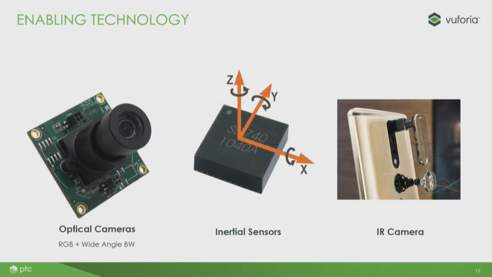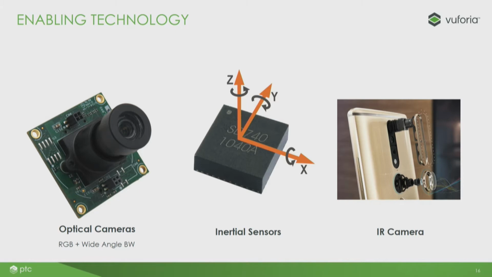Okay? Now, optical cameras are the main driver for a lot of our augmented reality content today. Particularly, we use a lot of RGB cameras. Some devices will have black and white wide-angle lenses. Inertial sensors also play a huge role, and those are the gyros and accelerometers that allow us to detect motion, detect rotation, and whatnot.